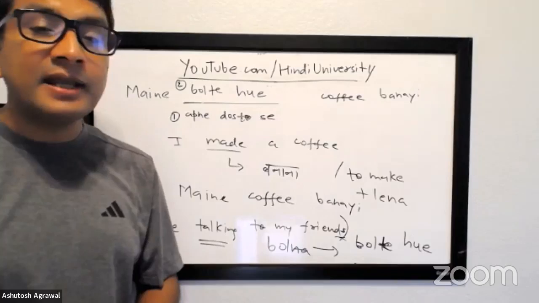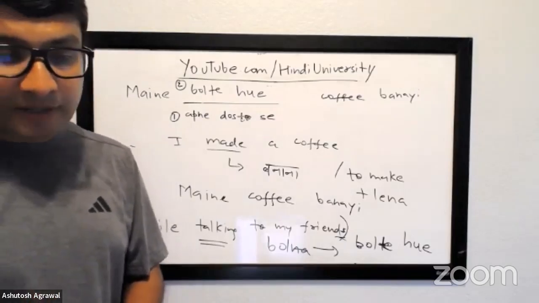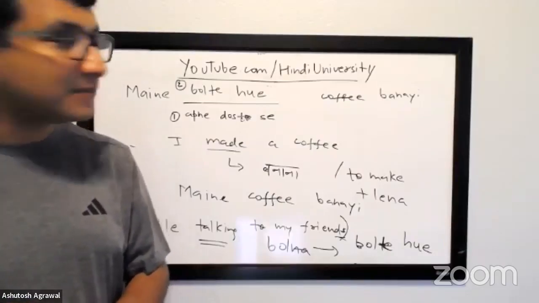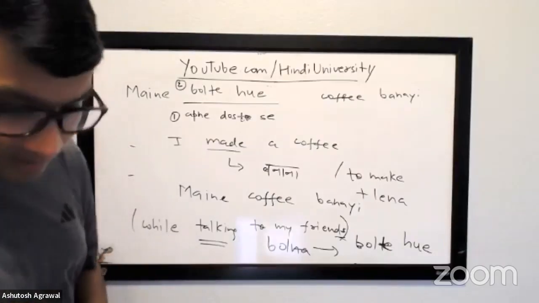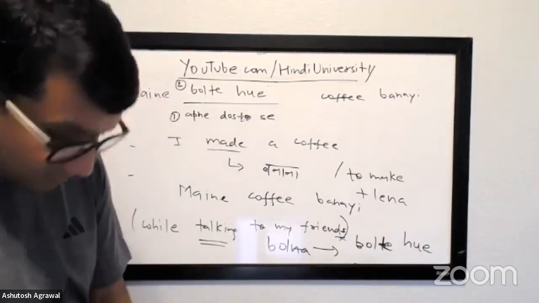Or you can say मैंने दोस्त से बात करते कॉफी बनाई. So it's okay. There's no rule. We can double it or not. That's right. Thank you. And Ashuji, would को be okay with it? Instead of से, do you have to use से?